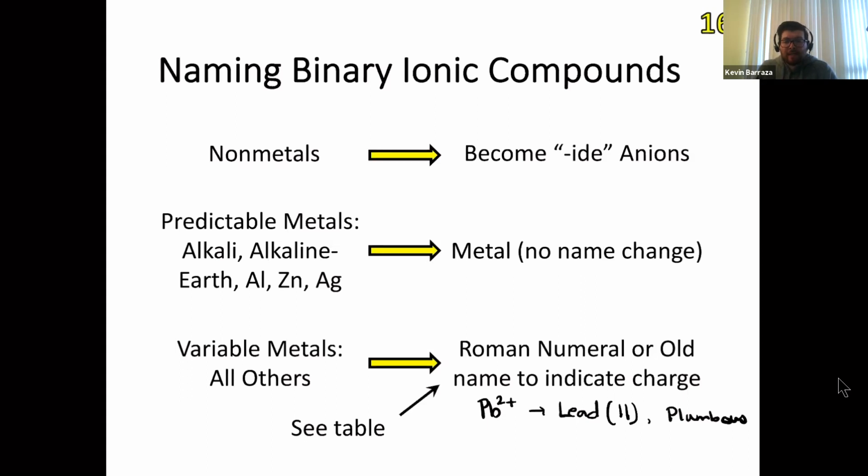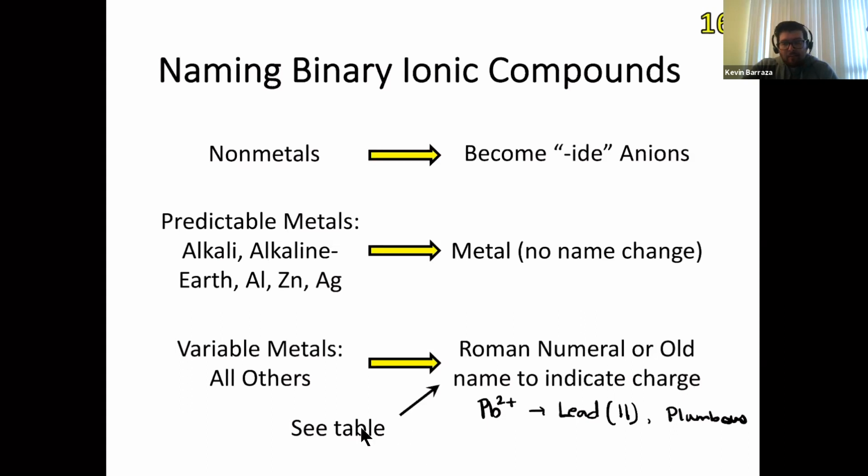So when we combine the names to make an ionic compound, the metal is usually its own name, except if it's a variable metal, then it has a Roman numeral or an older name. And then the nonmetal, we say the nonmetal's name, but it just has the ending "ide." So this is why we had things like, in the previous examples, sodium chloride, sodium sulfide, magnesium oxide. So that's how we name ionic compounds.